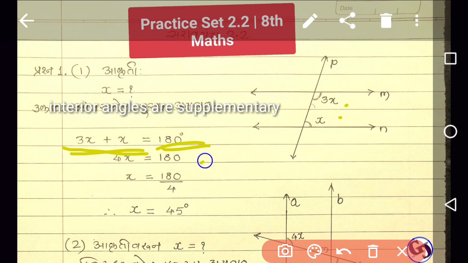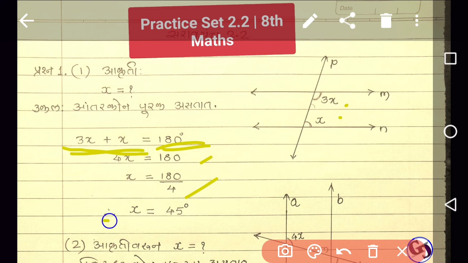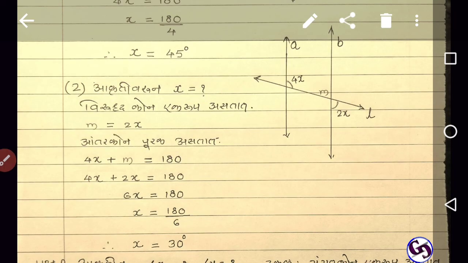4x is equal to 180. 180 divided by 4 here. x is equal to 45. Here the x value is 45 degrees. Okay. Then second, in this figure, here also find the value of x.